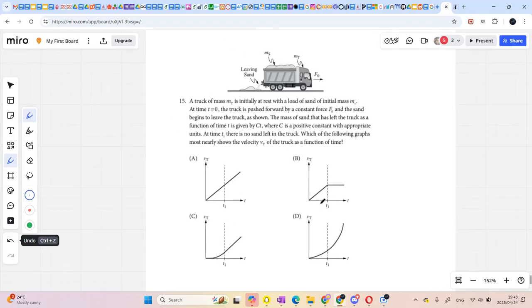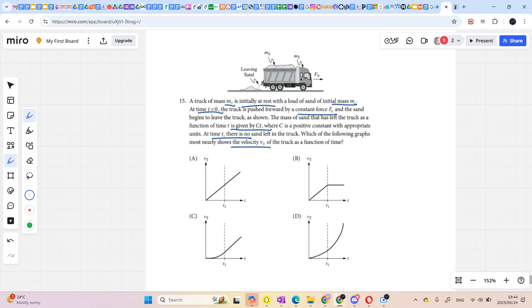Okay, so remember this question. A massive truck MT is initially at rest with a load of sand and initial mass MS. At time t0, the truck is pushed forward by constant force F naught, and the sand begins to leave the truck as shown. Mass of sand that has left the truck as a function of time is given by Ct, where C is a positive constant with appropriate units. Hypothetically, you could have a multiple choice question that asks what the units are; I've seen those questions on AP Classroom for sure. At time t1, there's no sand left in the truck. Which of the following graphs most nearly shows the velocity v(t) as a function of time?